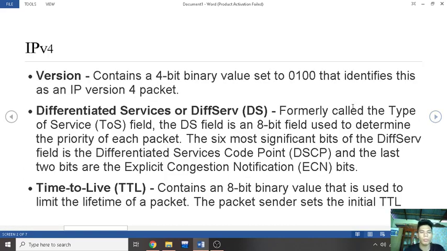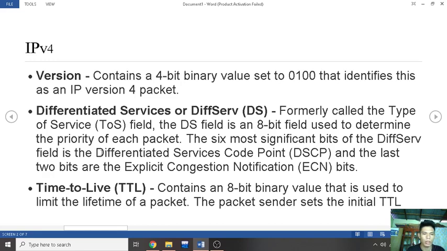So we have IPv4. IPv4 has a version field that contains a 4-bit binary value, 0100, that identifies this as an IP version 4 packet. It's like the version of our cell phone; we see a 4-bit binary version of our phone.